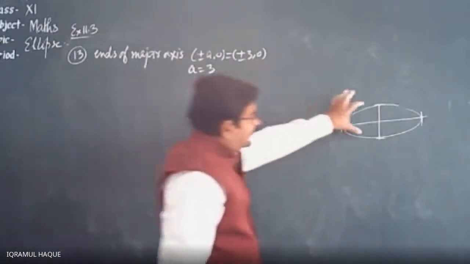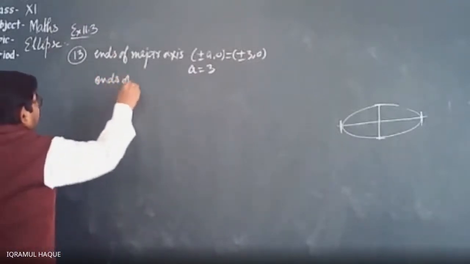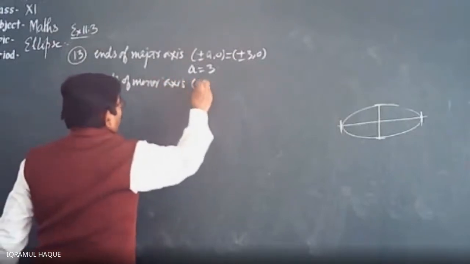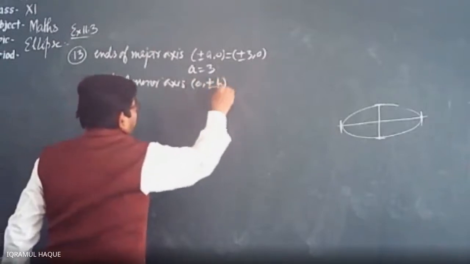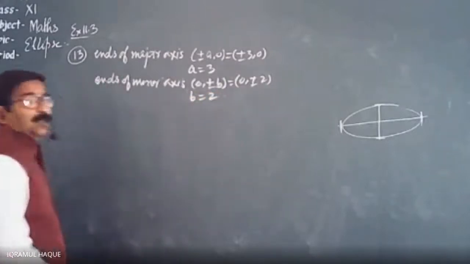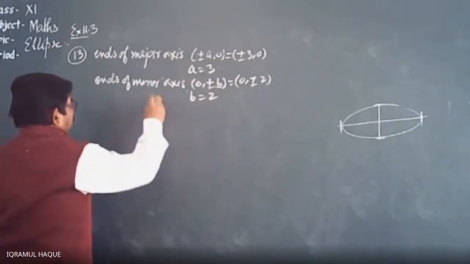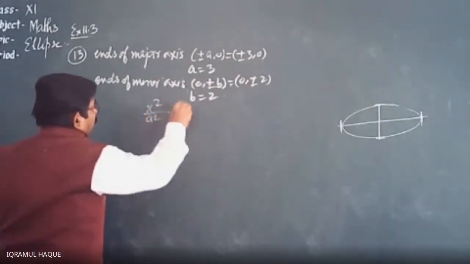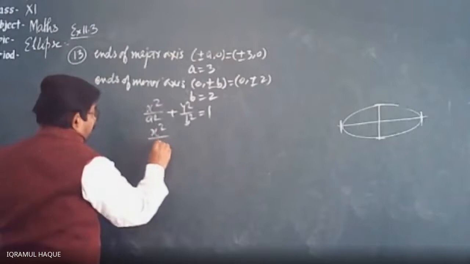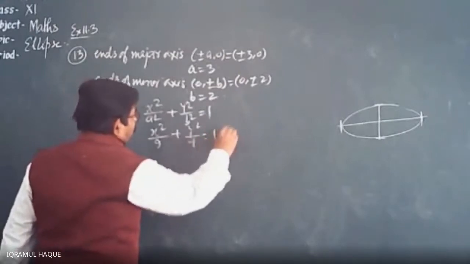Ends of minor axis, its length is 2b. The ends of the minor axis are 0 comma plus minus b, and this is 0 comma plus minus 2. So we have b is equal to 2. Clearly we have got a and b. Get the equation: x square upon a square plus y square upon b square is equal to 1. So we have x square upon 9 plus y square upon 4 is equal to 1 is the answer.